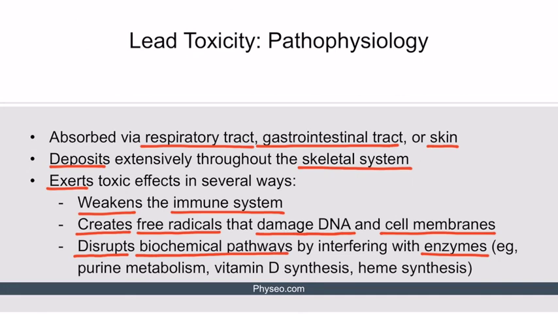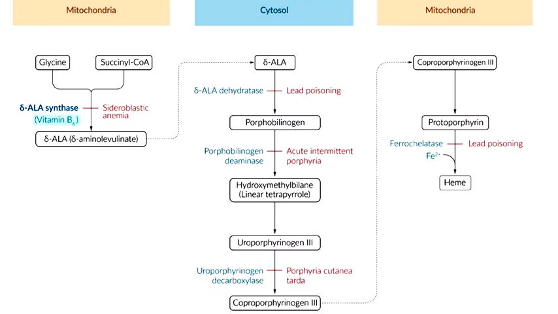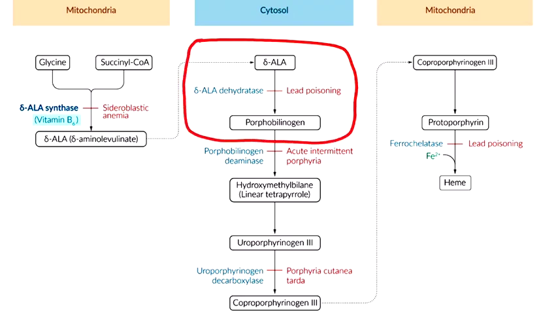Now, lead's interference with heme synthesis specifically is frequently tested on the boards, so let's take a moment to discuss that in more detail. Here's an illustration of the heme synthesis pathway that should be familiar from step 1. Lead inhibits heme synthesis by interfering with 2 key enzymes, ALA dehydratase and ferrochelatase. Inhibition of these 2 enzymes leads to decreased production of heme, which leads to a type of microcytic anemia known as sideroblastic anemia.